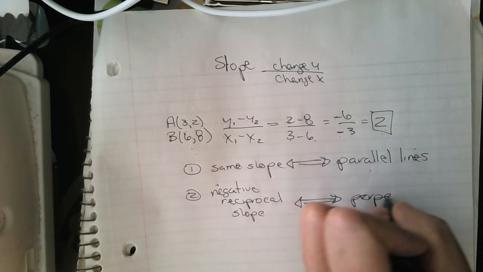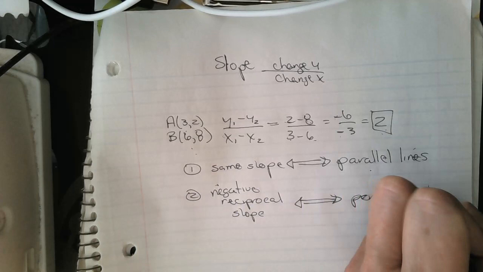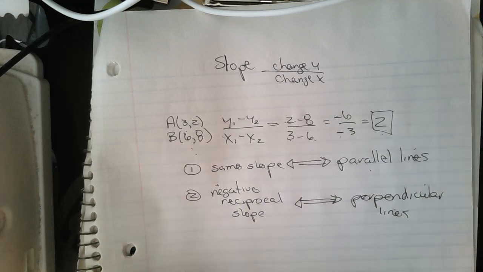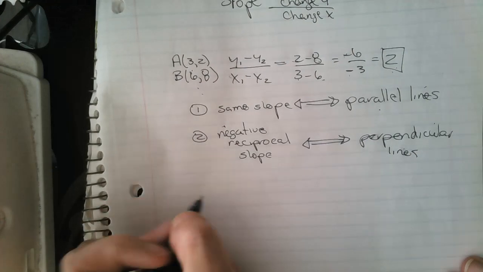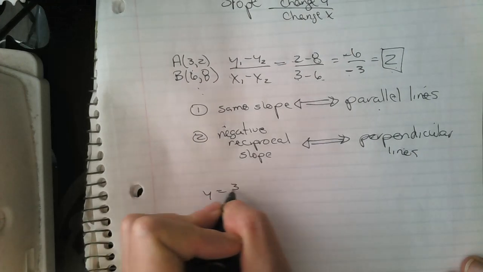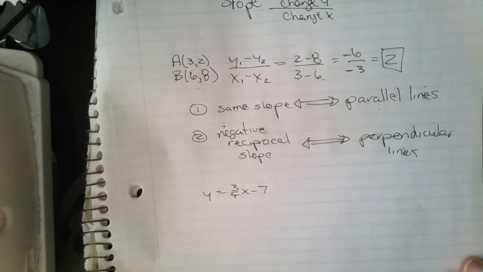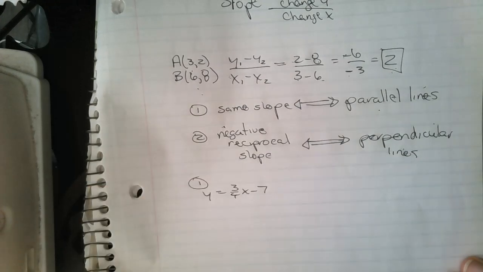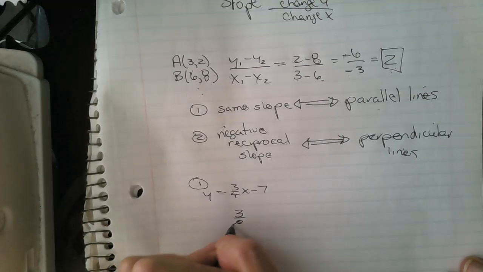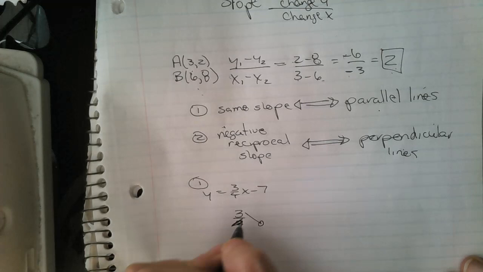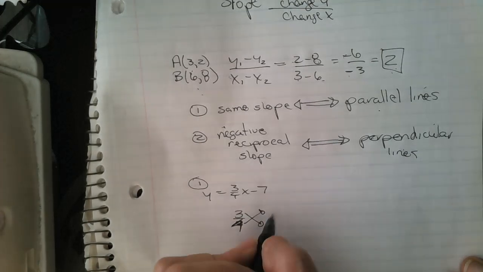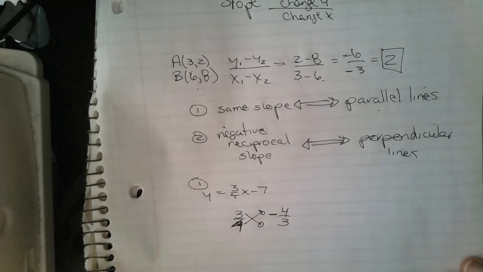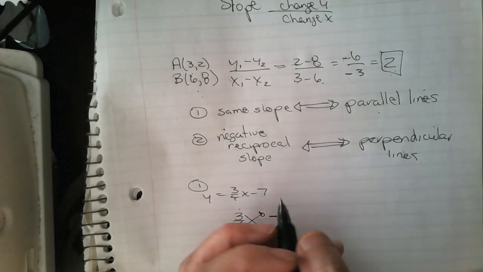Now, negative reciprocal, that's a mouthful, I know. Let's look at what it actually means. Let's say I had y equals 3/4 x minus 7. Let's say that's line 1. A line that's perpendicular to it, all you have to do, I take my 3/4, I'm going to flip it, and I'm going to change its sign. So this would become negative 4/3. 3/4 became negative 4/3. So my perpendicular line, y equals negative 4/3 x plus whatever.